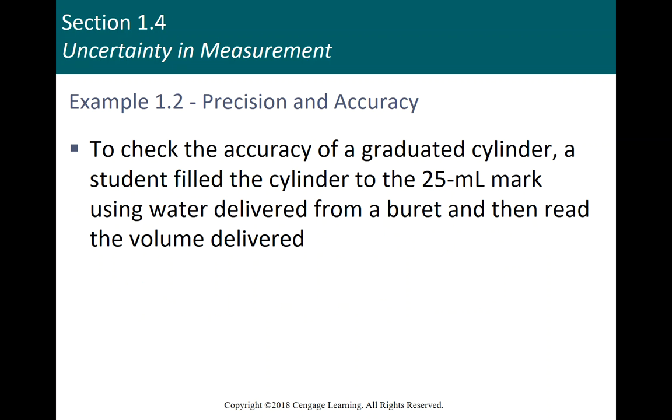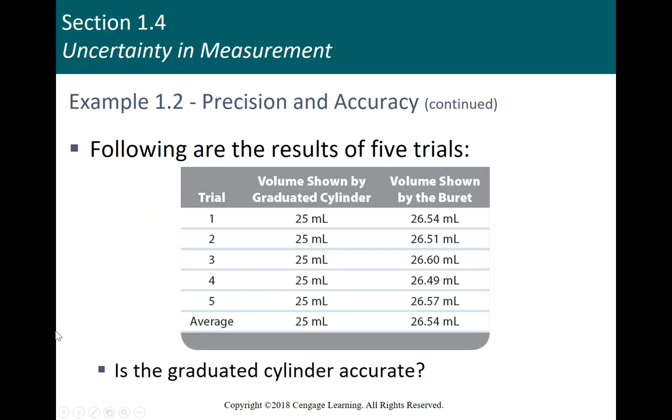We're going to check the accuracy of a graduated cylinder. What we did is we filled the cylinder to the 25 mL mark using water, and then we put that in a burette and determined what volume was actually in that cylinder. So every time the grad cylinder showed 25 milliliters, when we put that volume in the burette, these are the values that we obtained. Is the grad cylinder accurate? Well, if you look at the difference in the average, that grad cylinder is not very accurate.